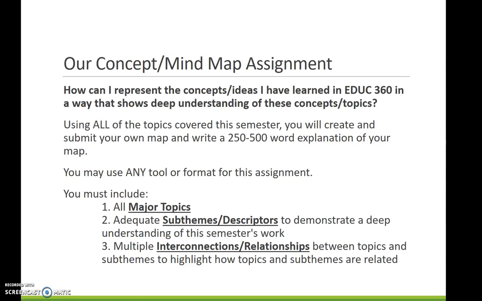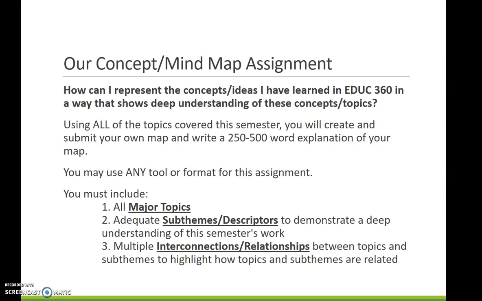When you look at the map, you can really use any tool. So the map can be a drawing. It could be an online tool. It could be a Word document. It could be sticky notes on chart paper. It can be any form that you would like to use to represent the concepts for this class.